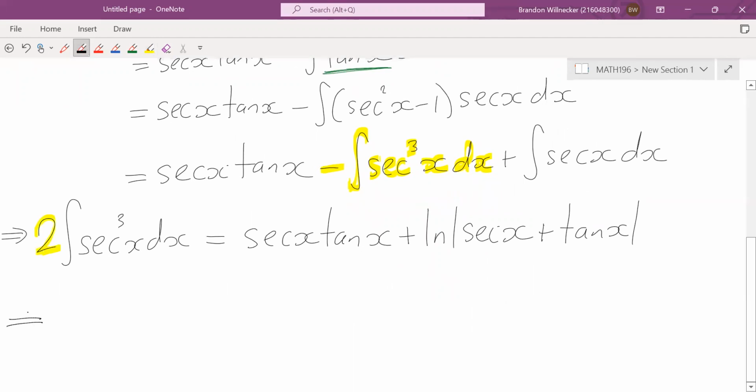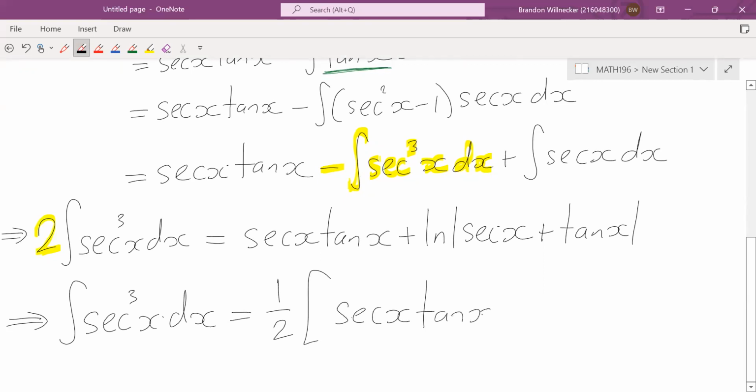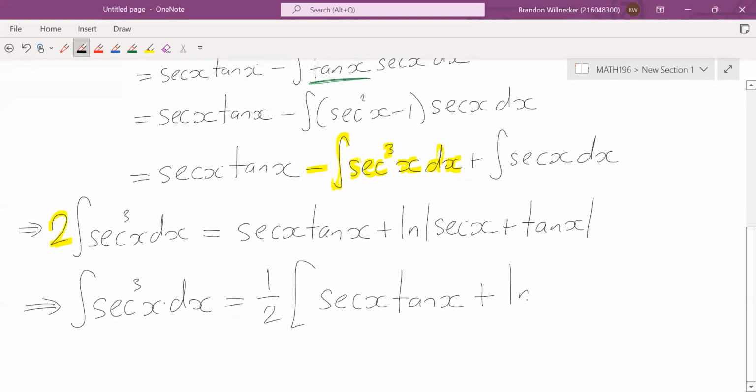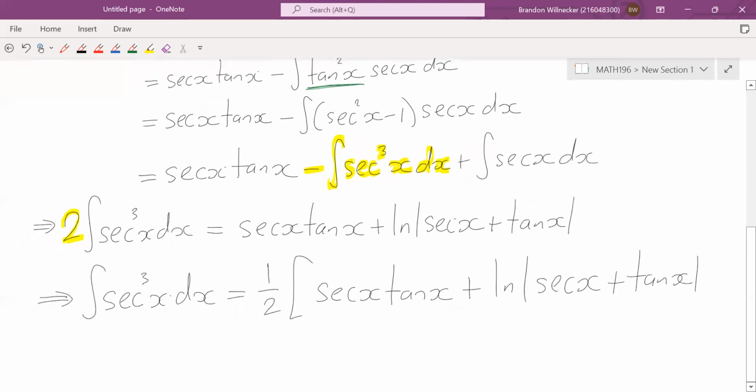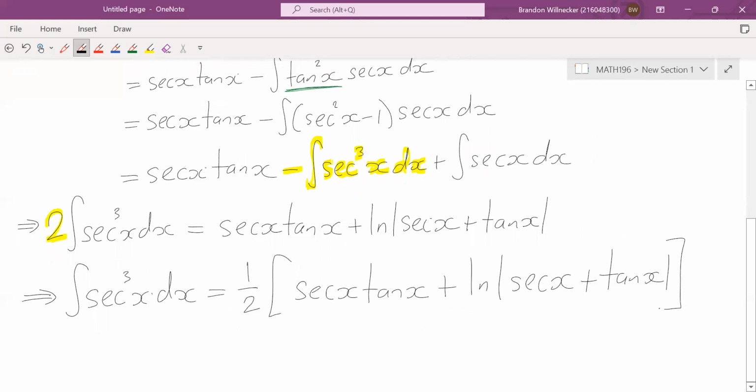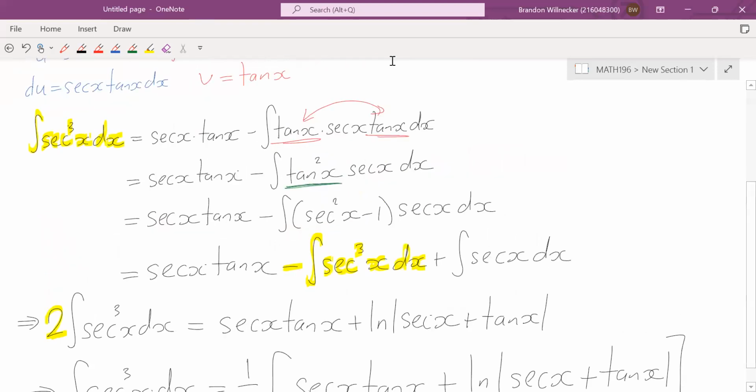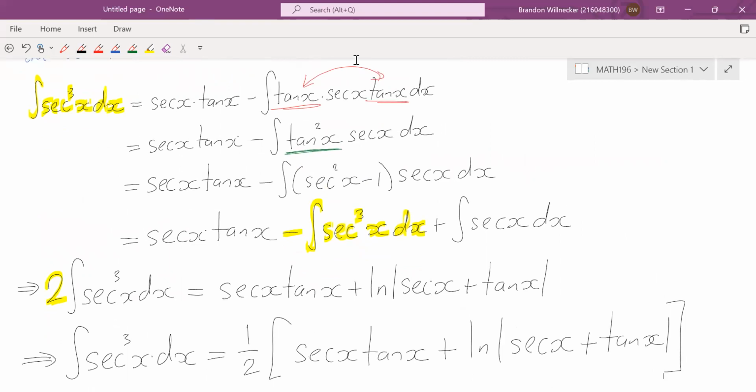So finally, the integral of sec cubed x dx is equal to 1/2 (sec x tan x plus the natural log of sec x plus tan x). So you see it's not straightforward like the other cases, but it is doable if you use integration by parts. Then you get something like this. So this is an example of when it doesn't follow the nice rules that we've had before.